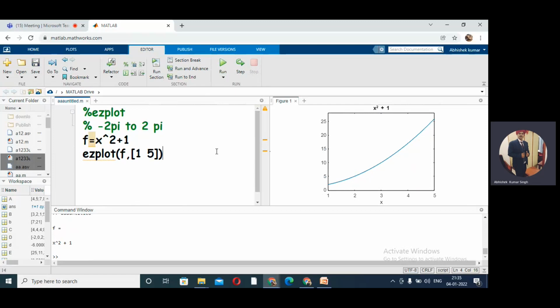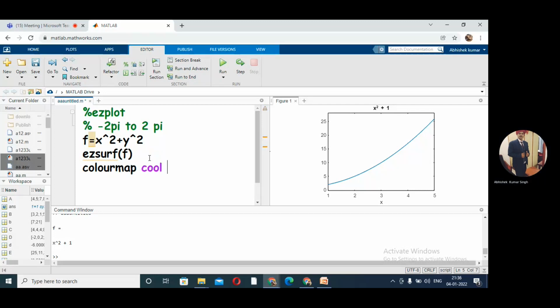And one more command we have, EZ surf. So when we have a surface, suppose we have a function of two variables, f equal to x square plus y square. So what is the EZ surf? Again, a surf plot only. It will plot the surface and no need to define the domain. Directly it will give the surface plot, and we have color. We can use colormap or something.